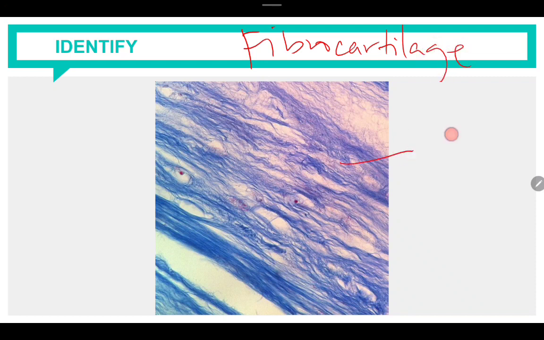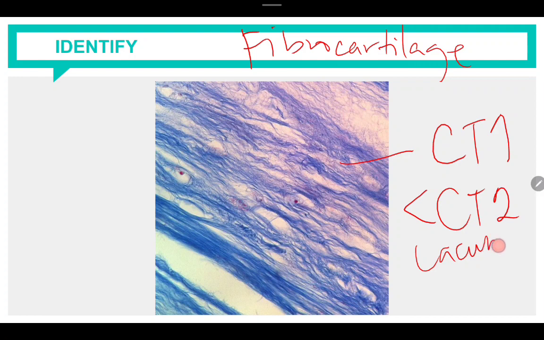Anong collagen ang present? Collagen type 1, no? Abundant, and minimal amount of collagen type 2 in the, okay, lacuna. Okay? Or near the lacuna. So, I hope na gets nyo, no?